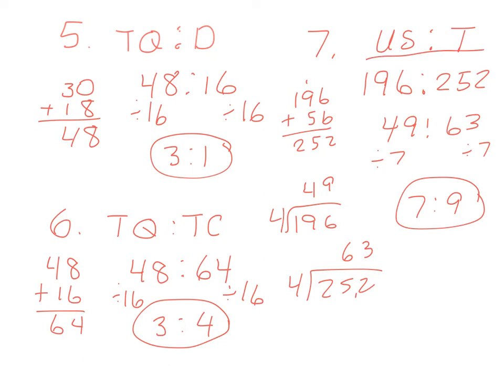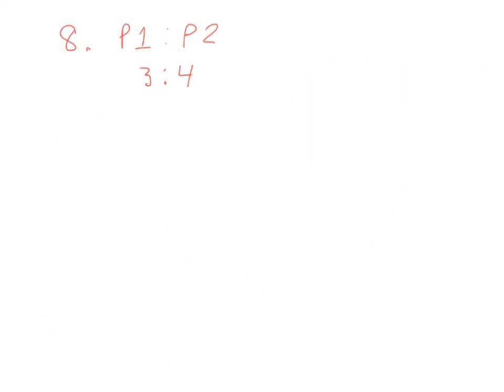In number 8, they tell us that the smoothie has milk in 2 portions. Portion 1 to portion 2 is 3 to 4. And the volume of portion 1 is 120. And we want to know the volume of both portions together. So I need to find portion 2's volume so I can add it to portion 1 and get my total. Well, 3 goes into 120 40 times.